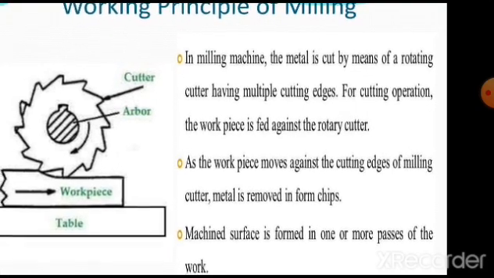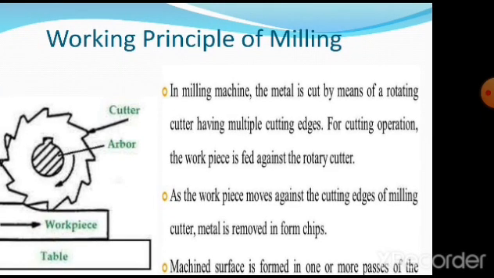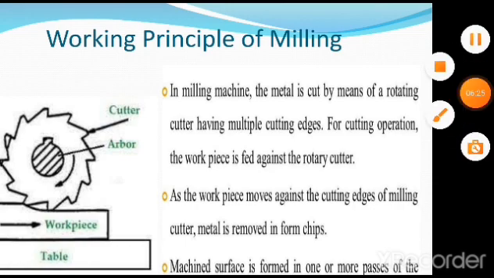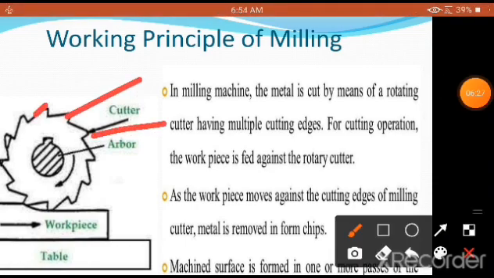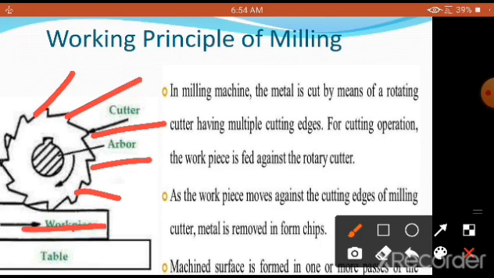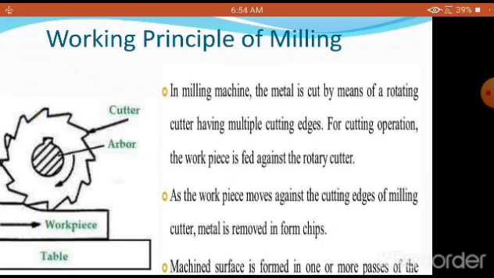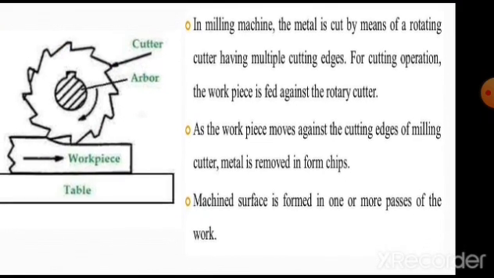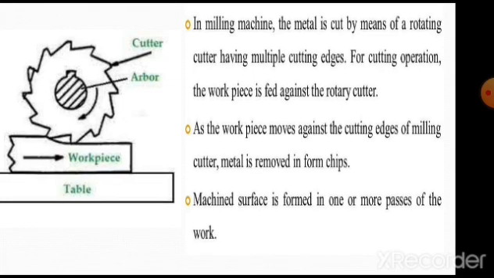So this is the basic working principle of a milling machine. In a milling machine, the metal is cut by means of a rotating cutter having multiple cutting edges. These are the multiple cutting edges formed on the peripheral surface of the cutter. For the cutting operation, the workpiece is fed against the rotating cutter, so we need to feed the workpiece, which is clamped firmly on the work table. As the workpiece moves against the cutting edges of the milling cutter, the metal is removed in the form of chips.